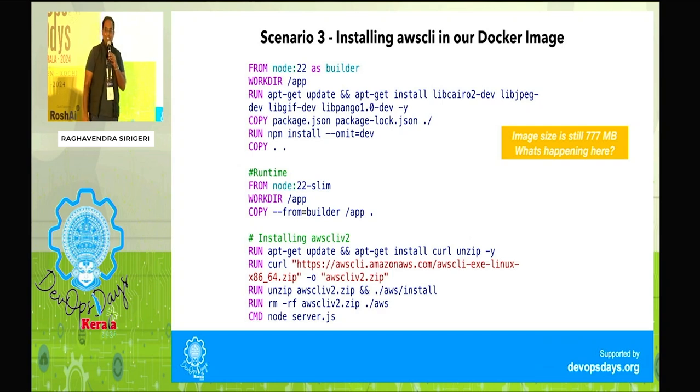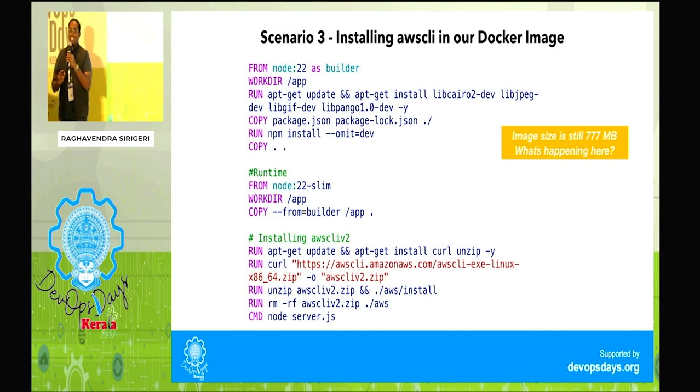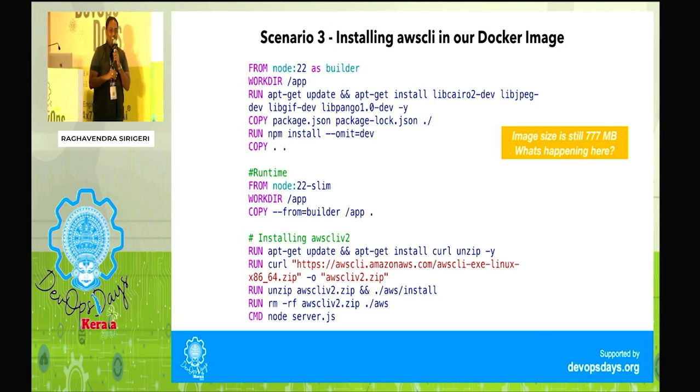Has anyone tried this? I think you should go today and try in a Dockerfile: install something, on the next line put rm -rf and remove that whole folder, and see the Docker image size. You will be astonished to see that it is still the same. Can anyone tell me why that is? Yes.